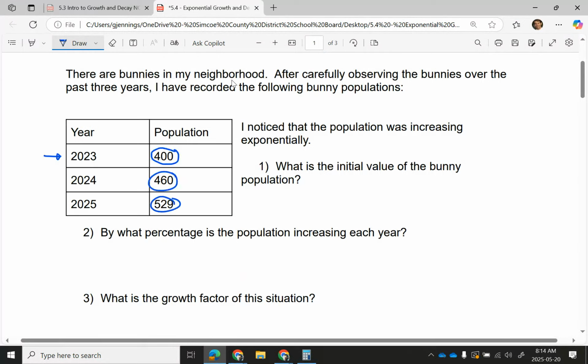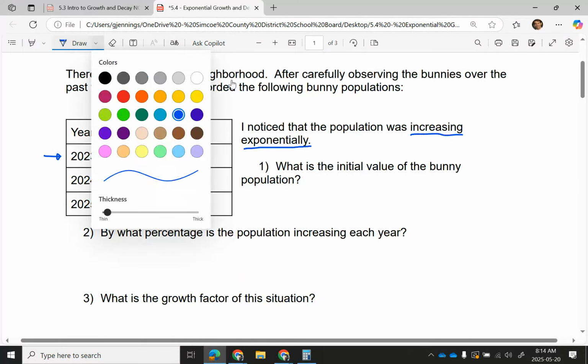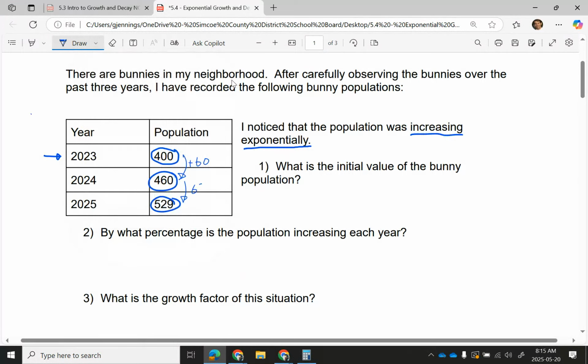It's growing by a significant amount each year. I noticed too that it was increasing, but I also noticed that it was increasing exponentially. That is to say, it's not increasing by the same amount arithmetically each time. This grew by 60, but then this grew by 69 bunnies. So the amount it was growing was growing.